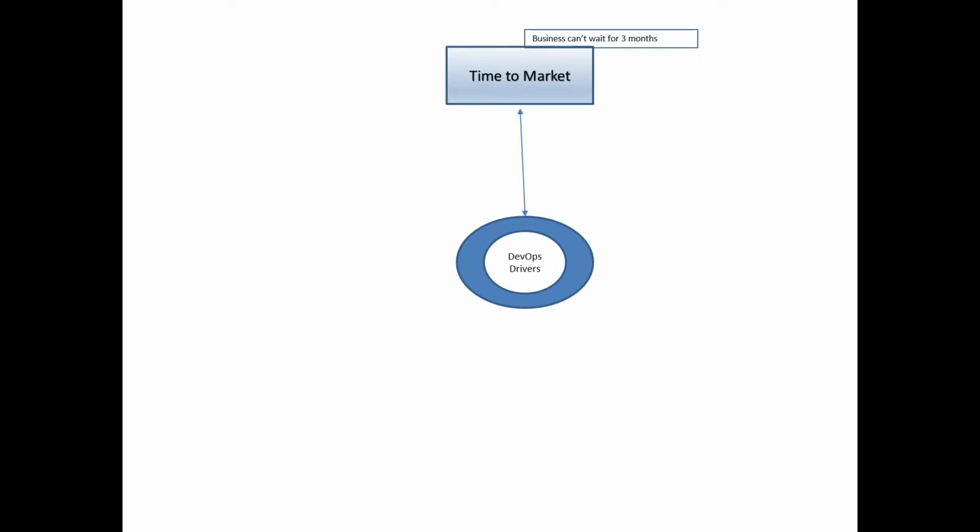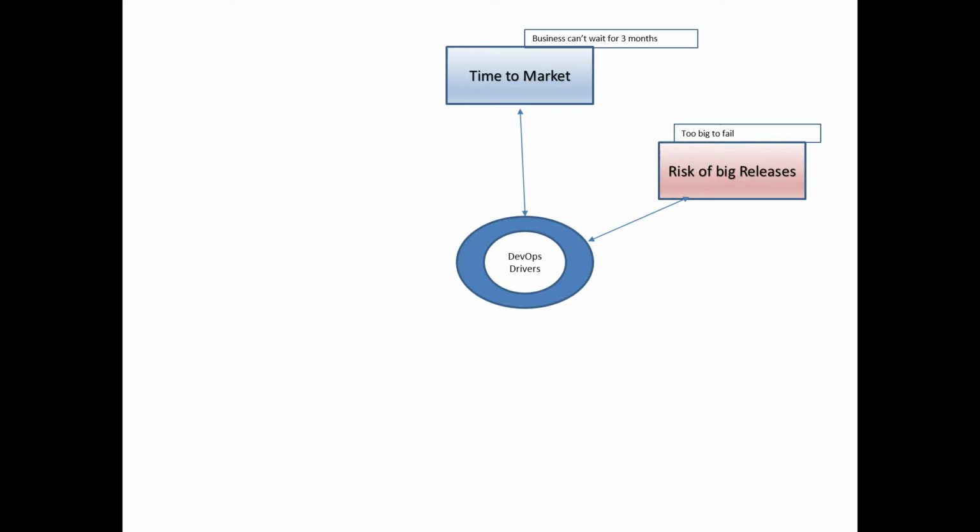So what are some of the drivers for DevOps? In the earlier session, we were trying to see what the drivers are. The one in blue is the positive for DevOps, and the one in red is what we are trying to avoid with DevOps, just the color code. But time to market. Business can't wait for 3 months to see a feature. They want to see it as quickly as possible, right?